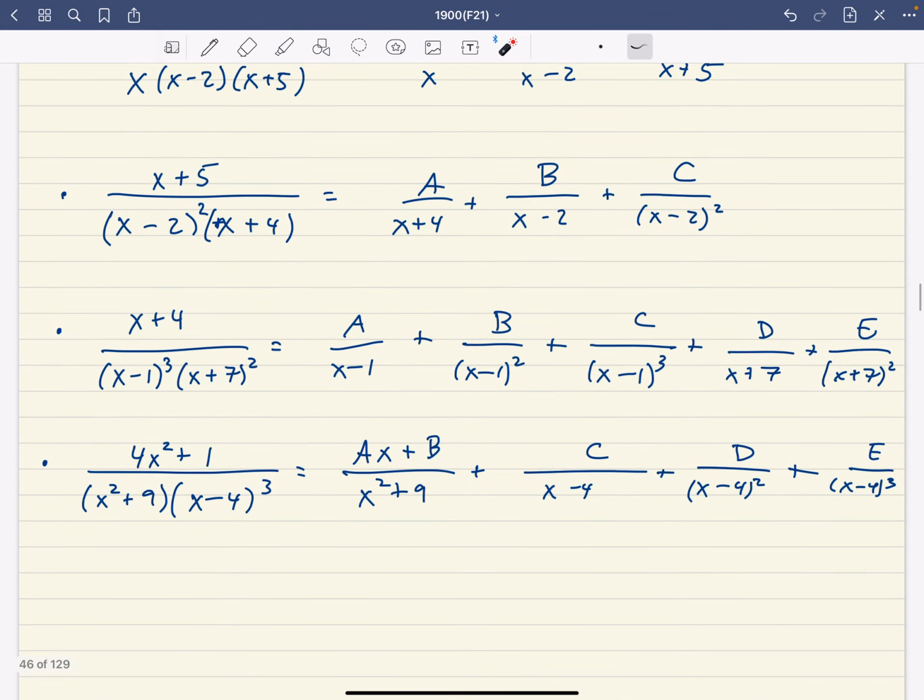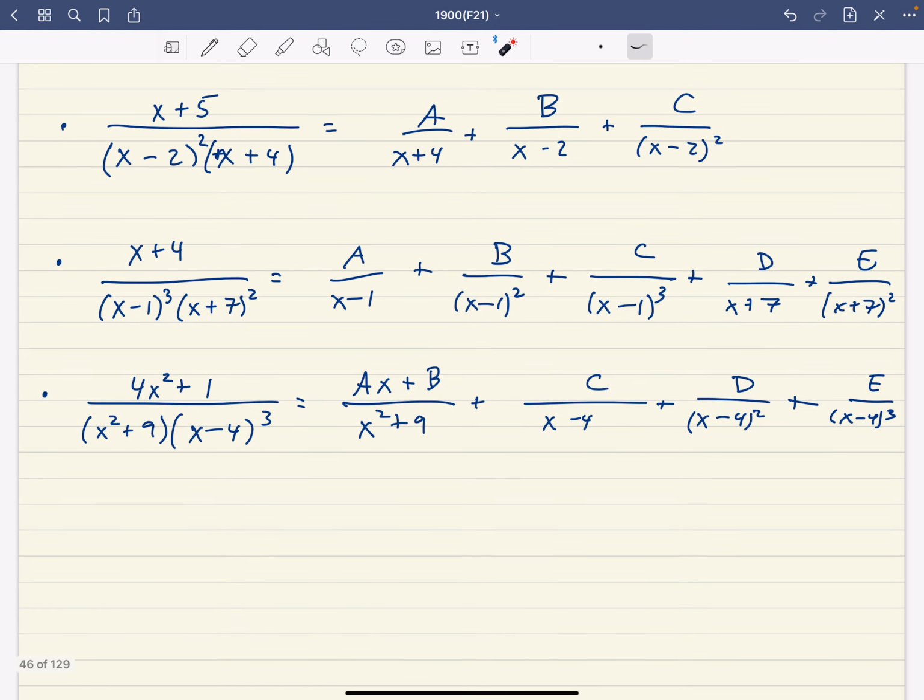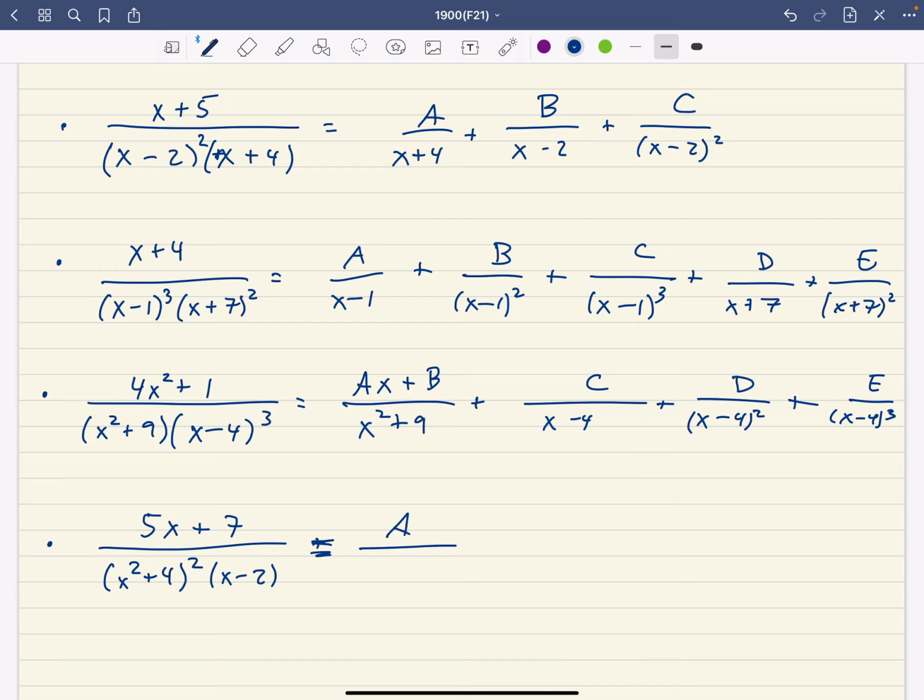That's really all I wanted to do in this video, to talk about the different scenarios. You can look up in the book what happens when you have something like x squared plus 9 quantity squared. It's going to work probably the way you think it is. Let me just do one more example here. Let's say I were to have 5x plus 7 over x squared plus 4 squared times x minus 2. The x minus 2 bit is just going to be a over x minus 2. For the x squared plus 4 part, you're going to have x squared plus 4 and x squared plus 4 squared. Each term there will have its own linear term up top. So you'd have a bx plus c and a dx plus e, and that is it.